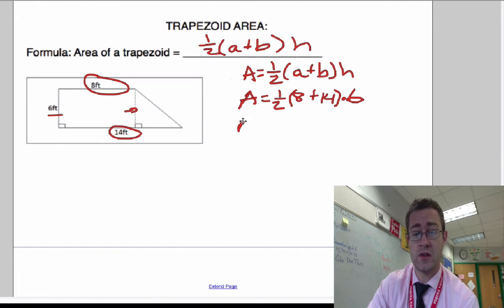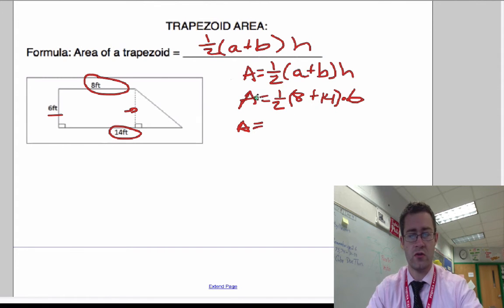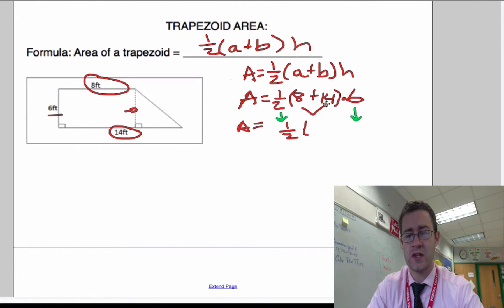Alright, so now I start simplifying, and I don't do more than one step at a time. So what I do is I bring it down. I'm going to show this in green. I'm not doing this part yet, so I'm going to bring it down. I'm going to start out by using PEMDAS and doing the parentheses first. So I end up with 1/2 times the quantity 8 plus 14, I show that with a caret, and I get 22 times 6.